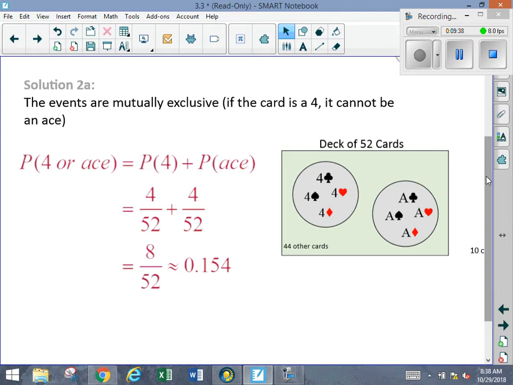And so if we look, what's the probability that it's a 4? Well, there are 4 out of our 52 selections, our 52 choices. And there are 4 aces out of our deck of 52, right? Just go ahead and calculate it.